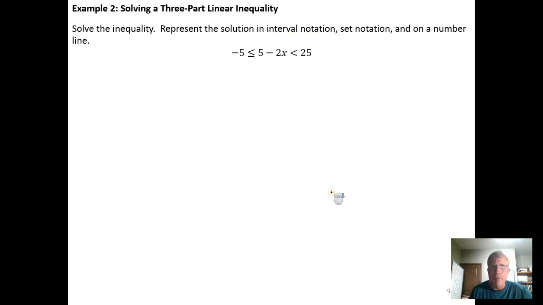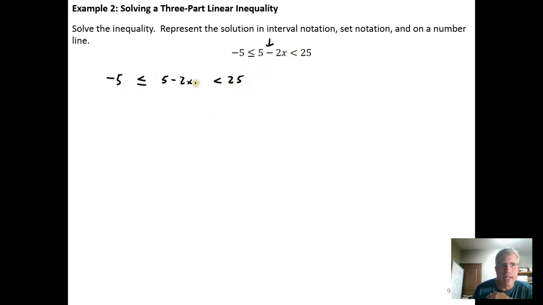So one more example. Looks almost the same as the previous one, but in this case I have a minus instead of a plus right here, and this is going to change how the problem plays out a little bit. So again, I start by writing the problem. Negative 5 is less than or equal to 5 minus 2x is less than, this time is less than 25. So we lost that equal to part as well.